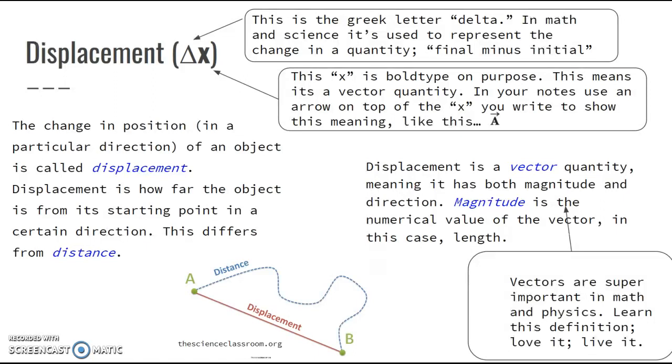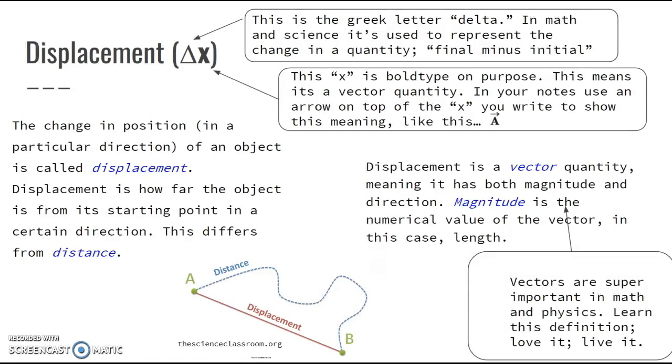So what is displacement? Displacement is the change in position of an object in a particular direction. All right. So displacement is representative of how far an object is from its initial starting point in a certain direction. Right? This is different from distance. Right? So distance traveled would be literally the length of the path that the object went, whereas displacement is literally kind of like the straight line path from start to finish in a certain direction. So there is a difference there.